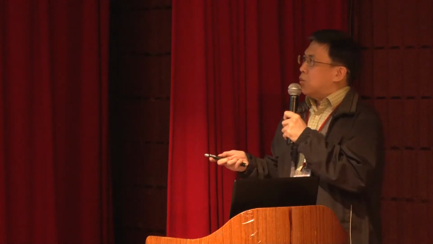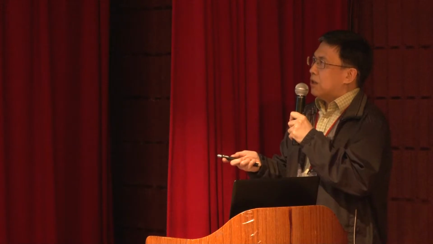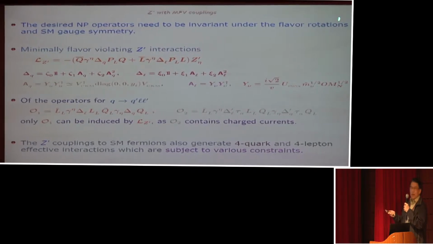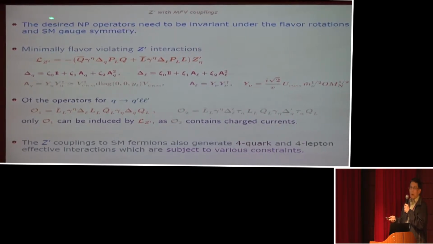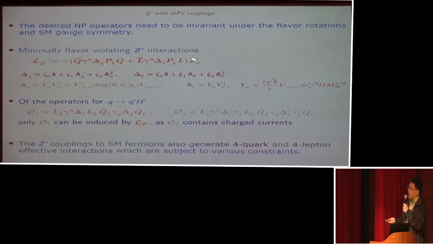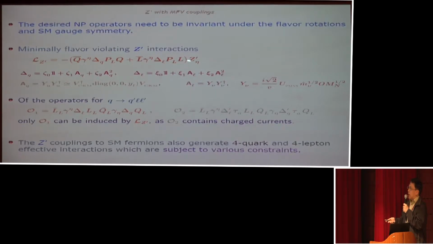Okay, so this is now what we have for the Z prime scenario. Again, the general idea is that you want your new physics operators to be invariant under the flavor rotations I mentioned before, and also under the standard model gauge symmetry. So these are the couplings that we want. The Z prime coupling here is given by, so this Z prime interacts only with the left-handed quarks and leptons. Okay. So the MFV is imposed by this delta C. So this is the Z prime interaction with MFV couplings. These are the same objects as before, the deltas.